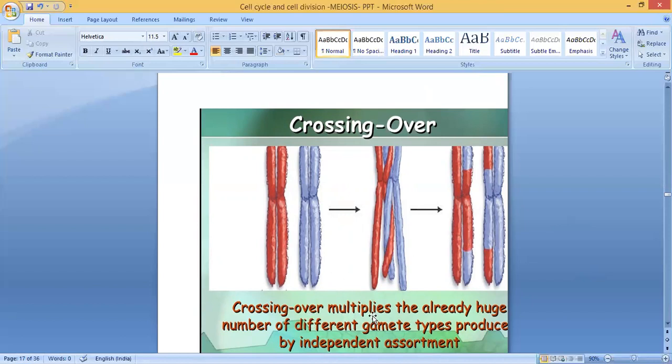So crossing over multiplies the already huge number of different gamete types produced by independent assortment. After crossing over, they produce many different gamete types, in addition to those produced by independent assortment.